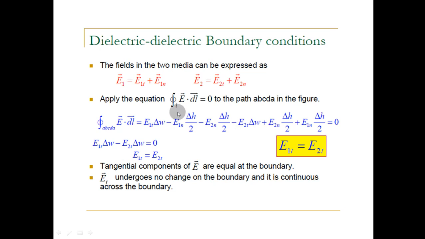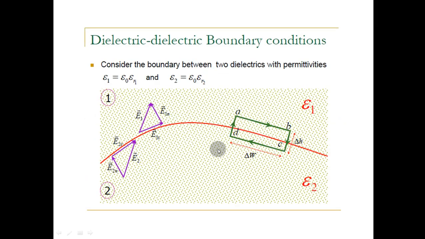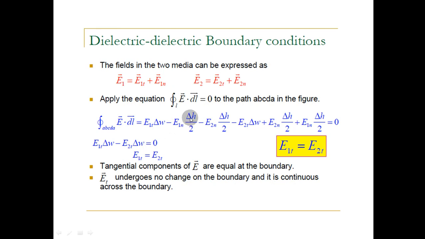Now if you take a close look at the normal components, here we have described the tangential component of the electric field. Now if you take the normal vector, this is the normal vector E1n. E1n is basically del h by 2. If we take E1n del h by 2, then E2n del h by 2 will be in minus value. So you look, minus E1n del h by 2 and E2n del h by 2.